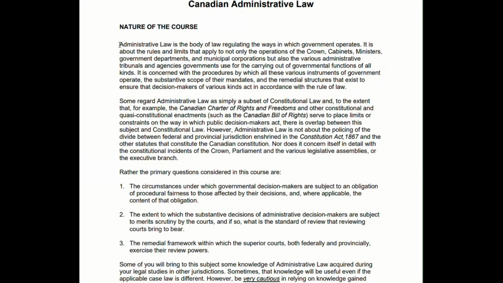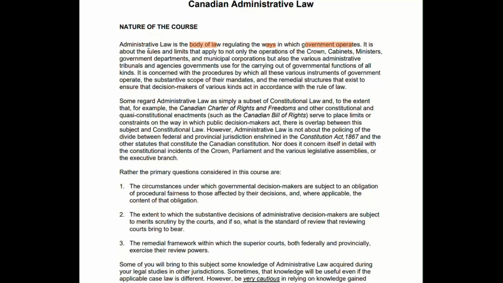So today's discussion is particularly for the NCA candidates who are planning to prepare Canadian Administrative Law. This discussion aims to guide you to approach the Canadian Administrative Law syllabus like a pro. So before moving to the syllabus, you must know what is administrative law. According to your syllabus, administrative law is the body of law regulating the ways in which government operates.